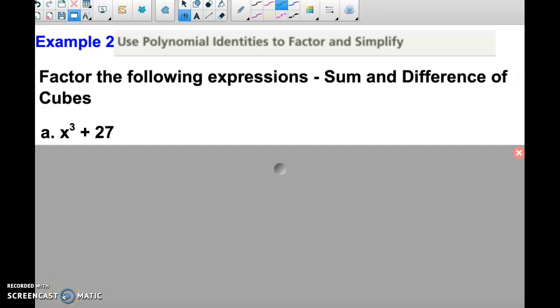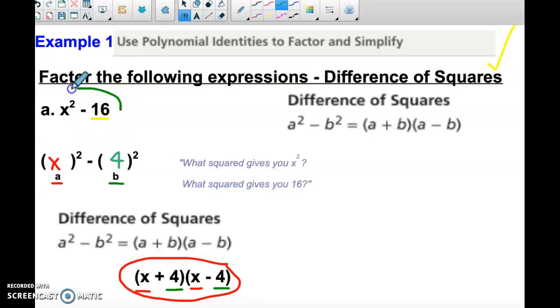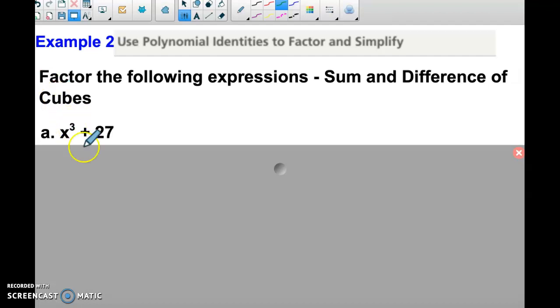Okay, so I said that there are 3 different rules that we need to know. We just talked about the first rule, difference of squares. Now we're going to talk about the last 2 rules, the sum and difference of cubes. So what's different between this one and the ones that we just did? There's one main difference. Notice that this one is x squared minus 16, x cubed plus 27.